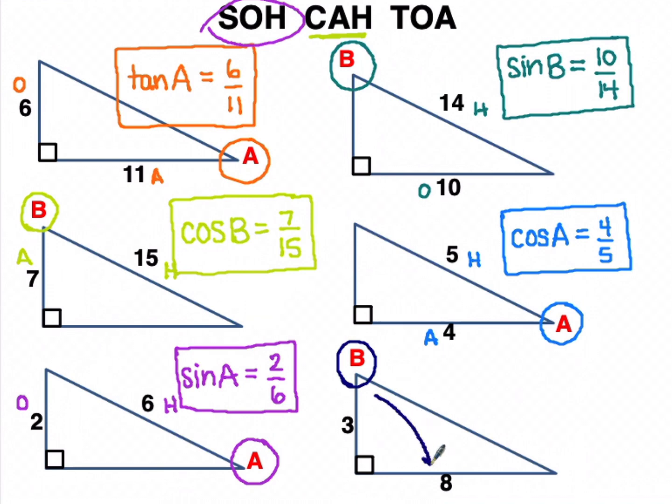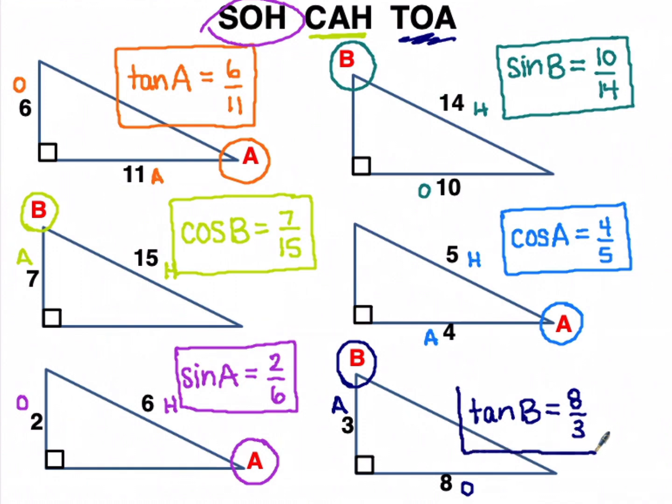Last one, we're up at angle B. If we're at angle B, then the 8 is the opposite, and the 3 is the adjacent. No hypotenuse on this one. So an A and an O show up in the TOA. So I will be using the T, the tangent. Tangent of angle B equals O over A, 8 over 3. So this first part of this lesson is just to get you used to setting up these trigonometric ratios, these trig ratios. We are on our way to learning some trigonometry.